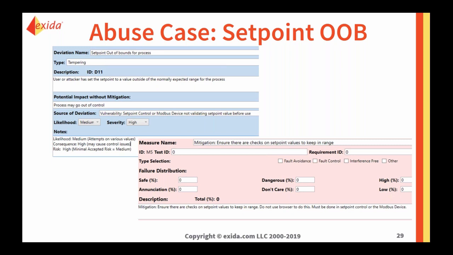Again, set point out of bounds. Somehow it got set to out of bounds, so that's our deviation. What we find is that if we set it outside of bounds, after discussing it with the members of the team, we find out the process might go out of control. So we say, let's consider this.